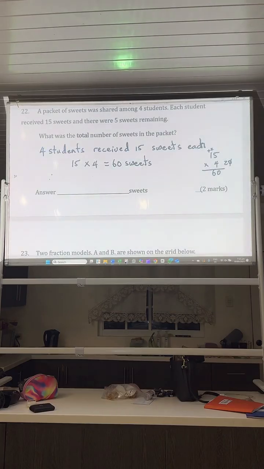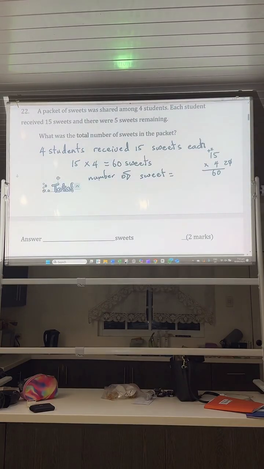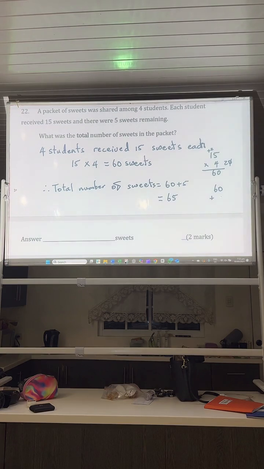So therefore, the total number of sweets would be equal to 60 plus the 5 remaining, which will give me 65. Okay? Now let's explain the way I did it. Yeah, let's go. Okay, go ahead.